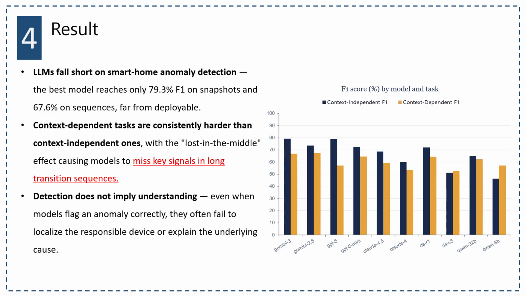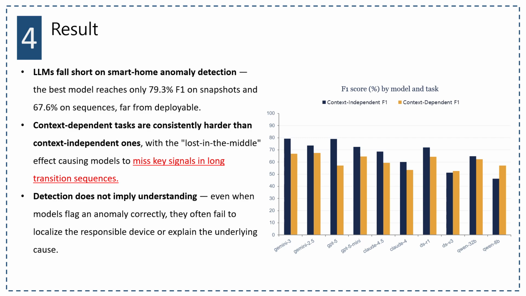Here are the main results across 10 representative LLMs. Gemini 3 was the best, which is 79.3% F1 on snapshots, but on sequences the best is only 67%, and that came with a false positive rate of 78%, meaning it flags almost everything as anomalous. So this is far from deployable.